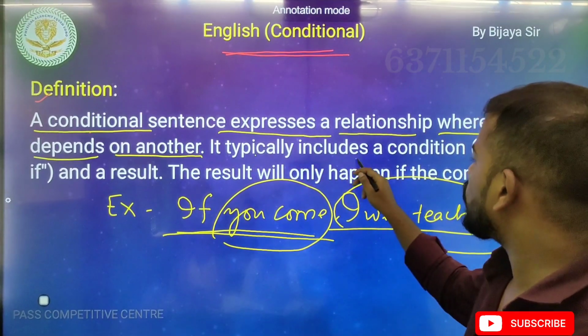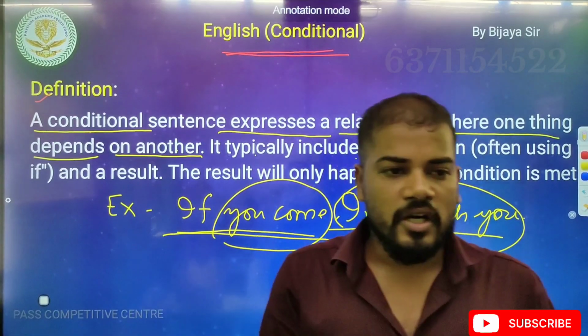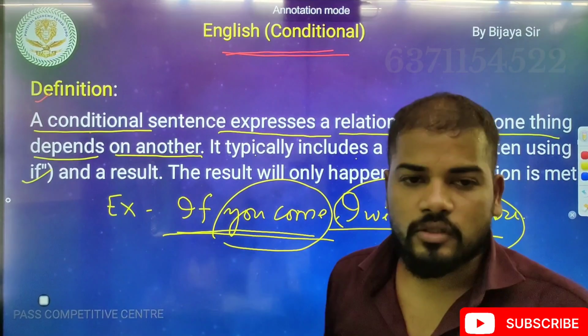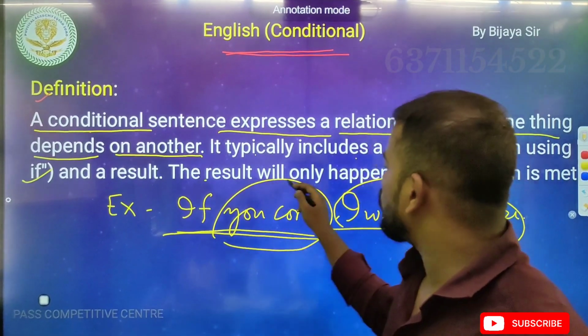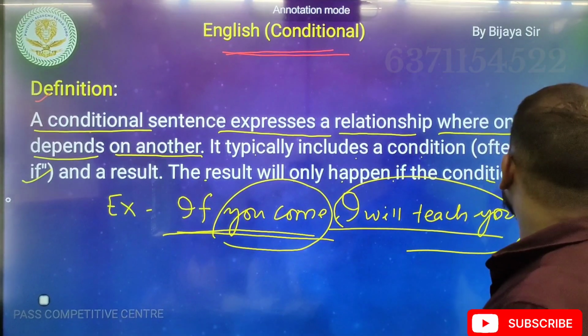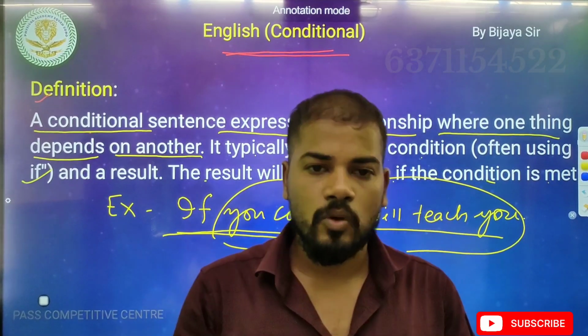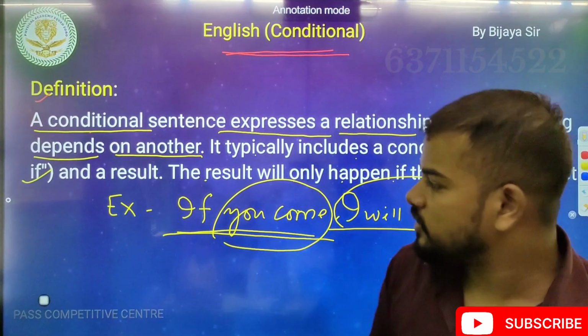It typically includes a condition, often using if. So this condition we will get by the use of if, and a result, and we will also get another result clause. The result will only happen if the condition is met. We will get the result if our condition is fulfilled. If our condition is not fulfilled, we will not get any result.